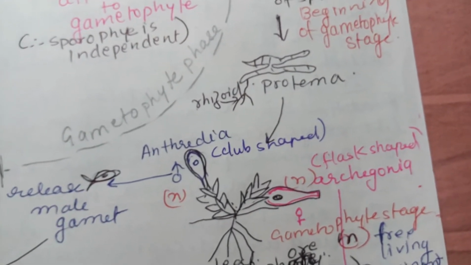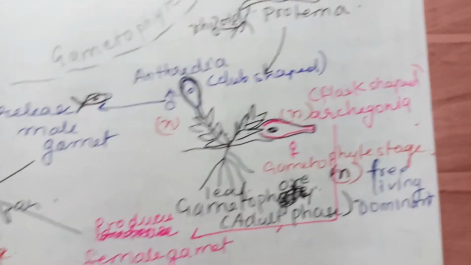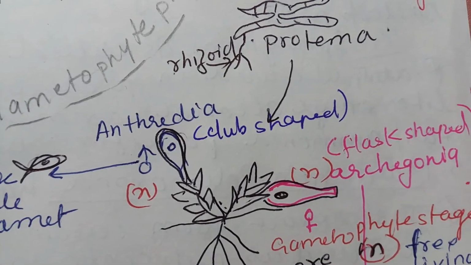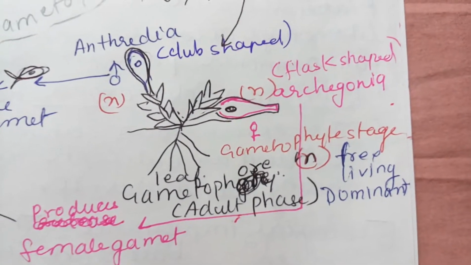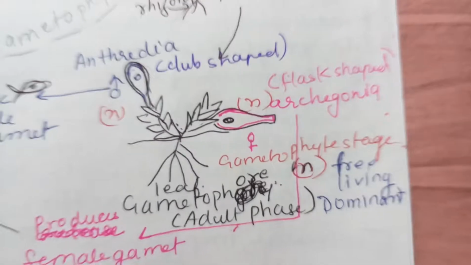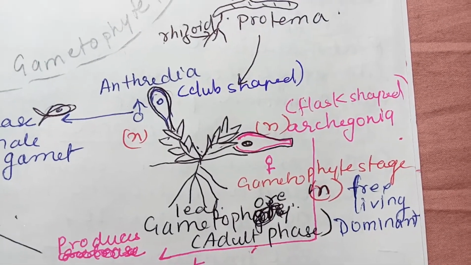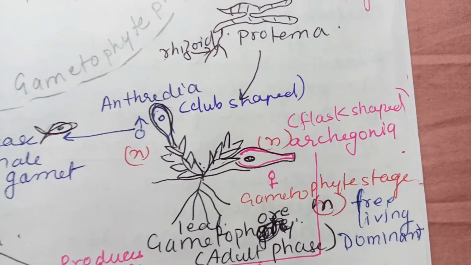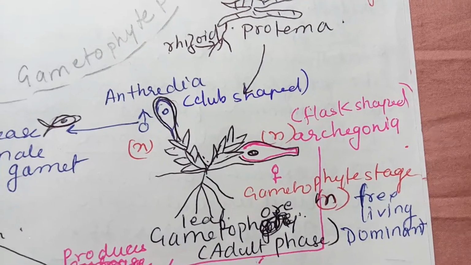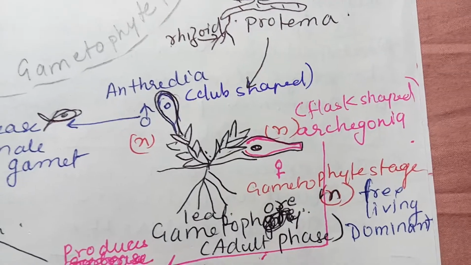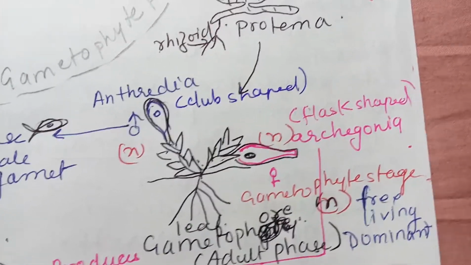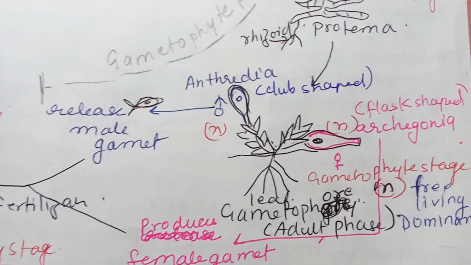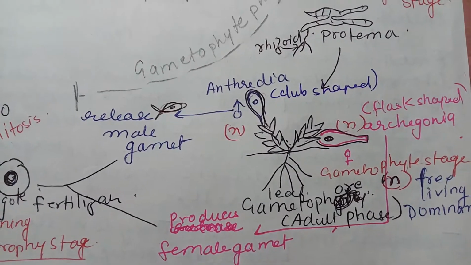Then they bear the male and female sex organs. The male sex organ, antheridia, is club shaped. The female sex organ, archegonia, is flask shaped. They are borne on different branches, and this phase is called gametophore or adult gametophyte stage. This is free living. This is not dependent on the sporophyte, and this is the dominant stage of the life cycle of moss or Funaria.